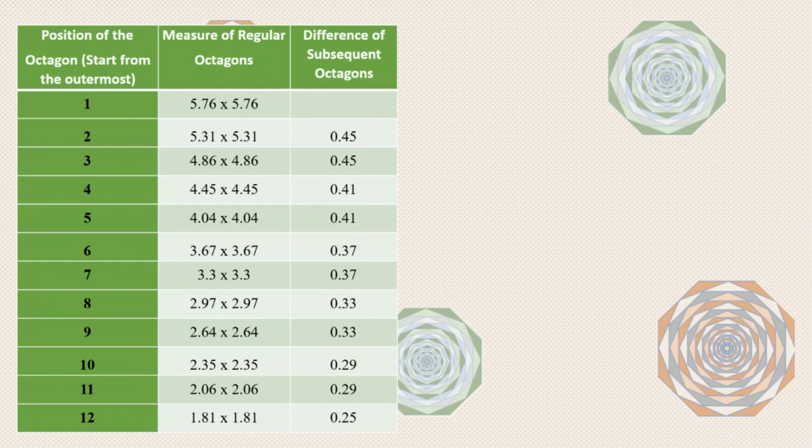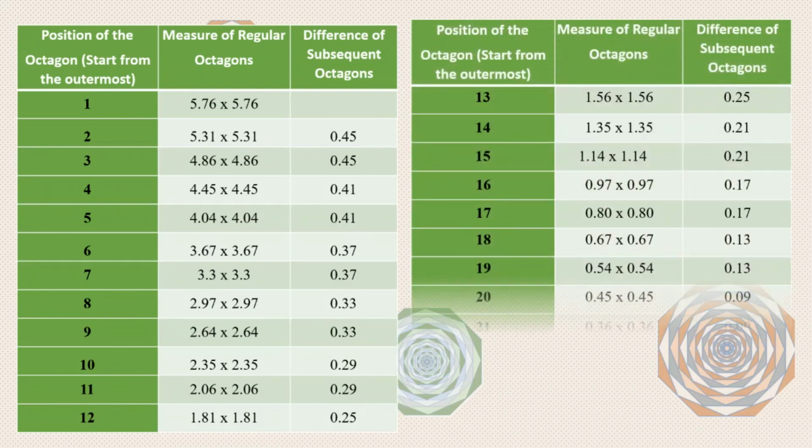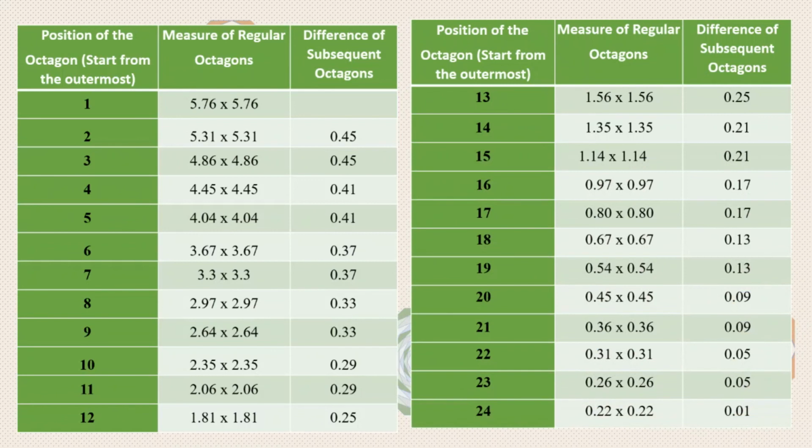The 10th and the 11th is 0.29, the 11th and the 12th is 0.25, the 12th and the 13th is 0.25, the 13th and the 14th is 0.21, the 14th and the 15th is 0.21, the 15th and the 16th is 0.17, the 16th and the 17th is 0.17, the 17th and the 18th is 0.13, the 18th and the 19th is 0.13, the 19th and the 20th is 0.09, the 20th and the 21st is 0.09, the 21st and the 22nd is 0.05, the 22nd and the 23rd is 0.05, and lastly we have the 23rd and the 24th, which is 0.01.